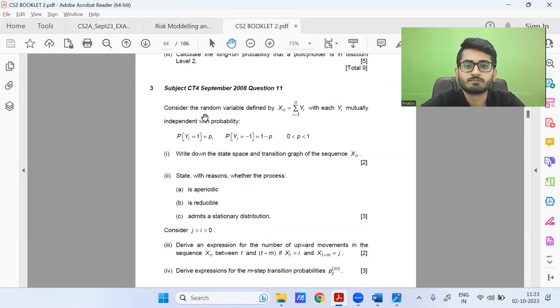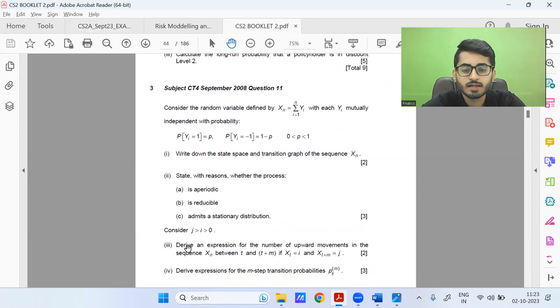This is the question over here. Consider the random variable defined by Xn, the summation of Yi, i running from 1 to n, where Yn takes the value 1 or -1 with probability p and 1 minus p. Over here, p is, let's say, 0.5, and 1 minus p is also 0.5. Instead of +1, -1, we have +2, -2. It does not make a difference. The structure will remain entirely the same.